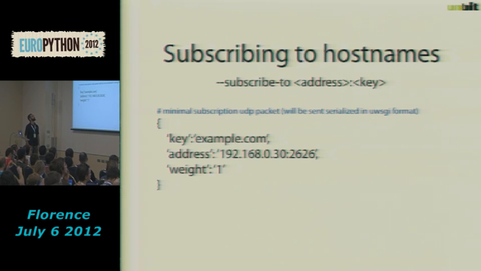How does subscribing work? It is a simple UDP datagram containing the information about the instance. The minimal packet the subscription server receives is that one. It receives a key, the domain name, and the address of the instance, and it waits for making a weighted round robin.